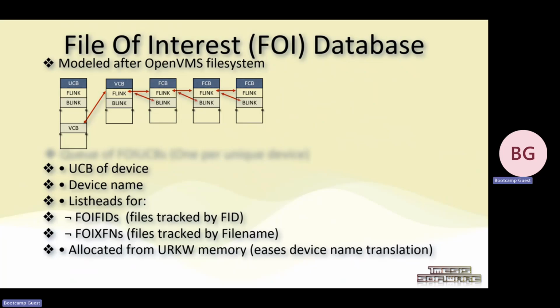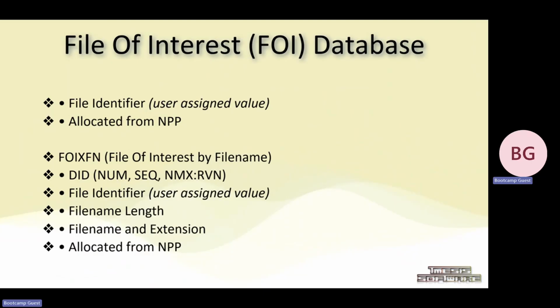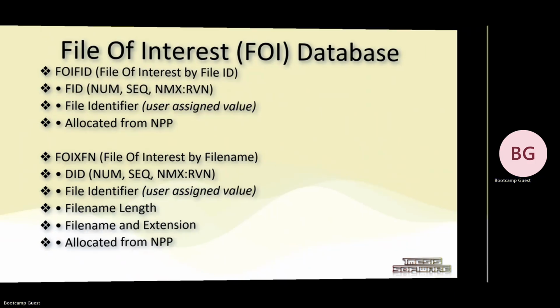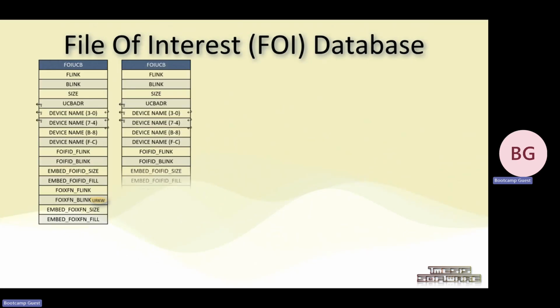And I allocated this user read, kernel write memory, which makes it easy to translate the name in the logger process that's writing all these records out. So there's one UCB structure per device, just like on VMS. File of interest database, or FIDs. This just explains what these things are within the structure. And okay, so here are some pictures of this.